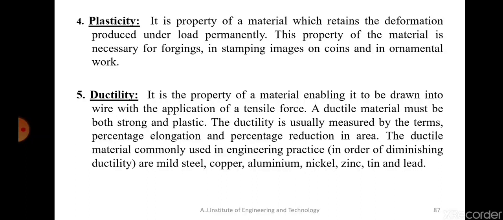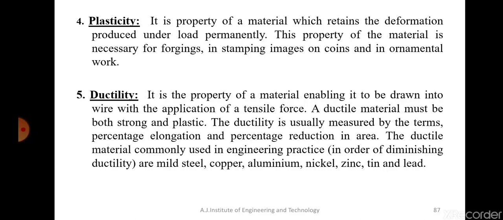So we have to make that into wires. If you try to pull it and it cuts, and it is not able to be made into wire, then we cannot use that material, right? But aluminium, copper, and even other materials are very much ductile in nature. When we apply tensile force onto them, they can be drawn into wires. That's why we are able to get copper wires as well as aluminium wires, because of this ductility property.